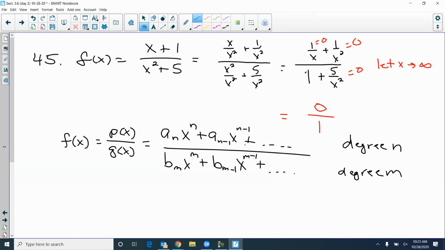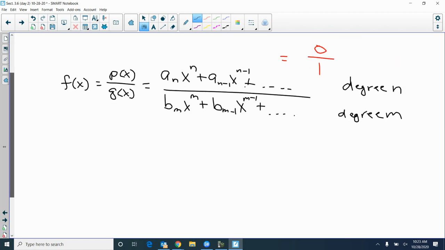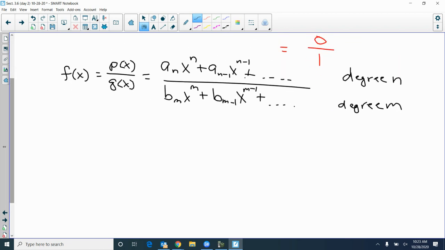All right, part A. If n is less than m, they're talking about the degree. If the degree of the numerator is smaller than the degree of the denominator, then what is going to be my horizontal asymptote? It's automatically going to be what? y equals, what does it say? 0. y equals 0.